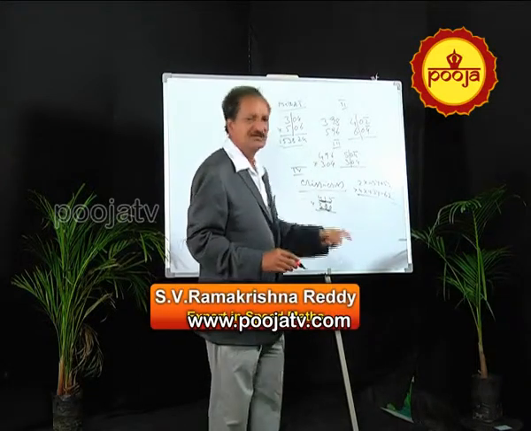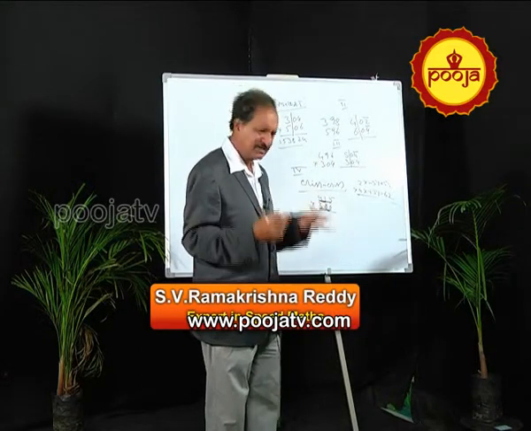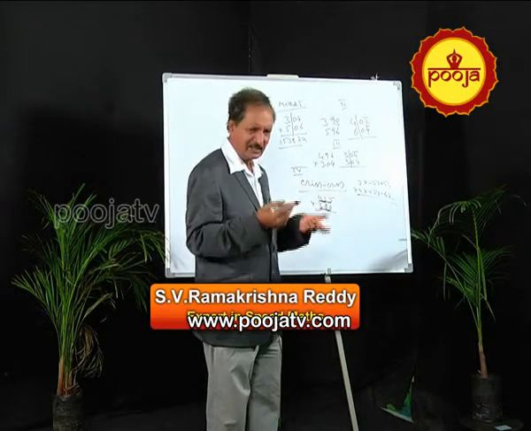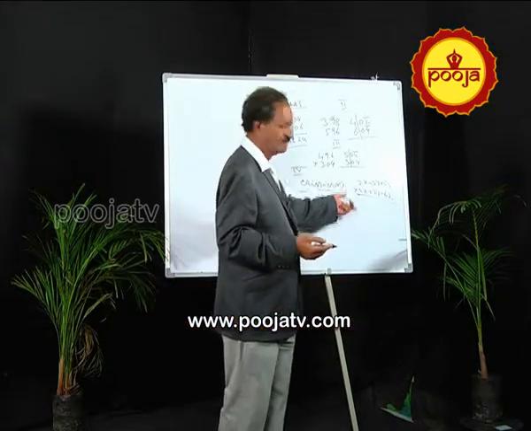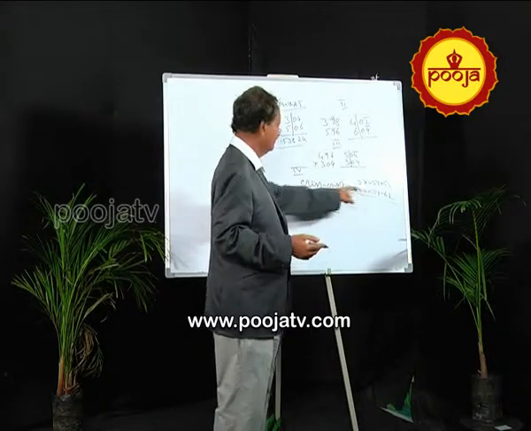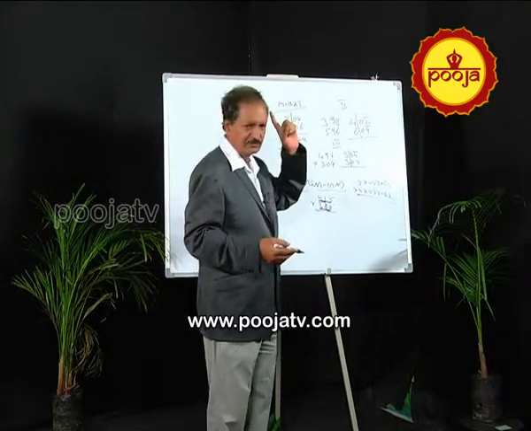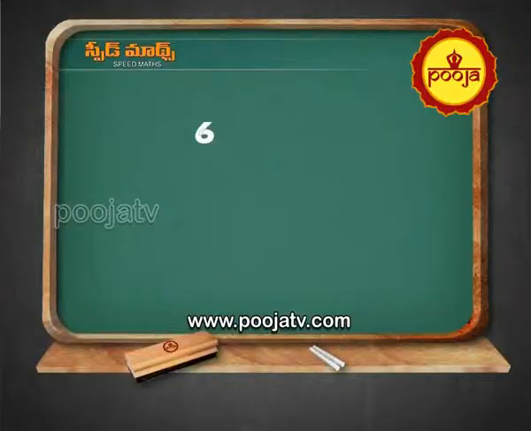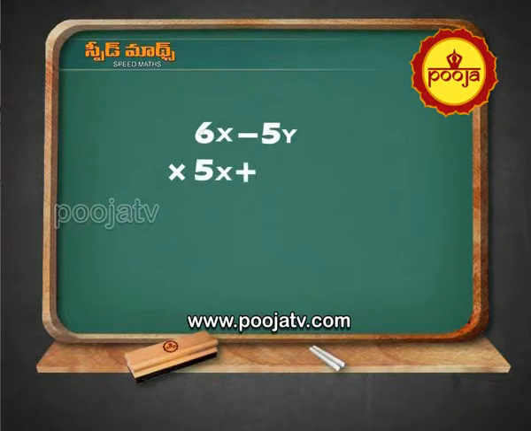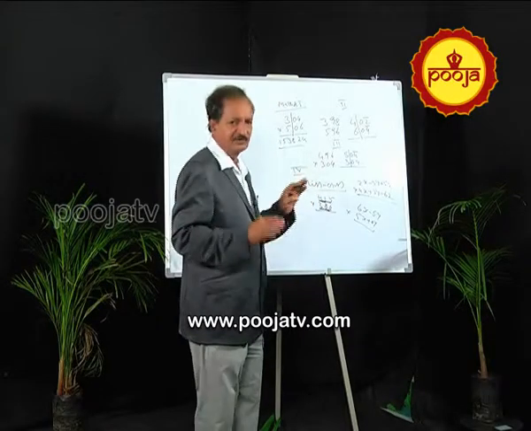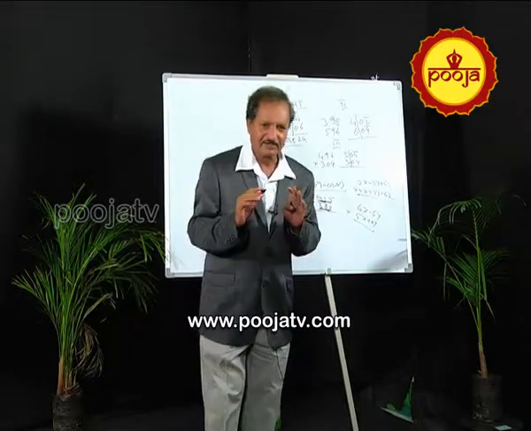This can be used for all multiplications, wherever they are, be it in trigonometry or calculus or algebra, wherever it is. This system can be applied. For 2 digits I have already told you, like this: 6x minus 5y into 5x plus 6y. Just cross multiply. I told you that system. For 2 digits or 3 digits, for any number of digits, all these rules will apply to everything. Okay? Thank you.